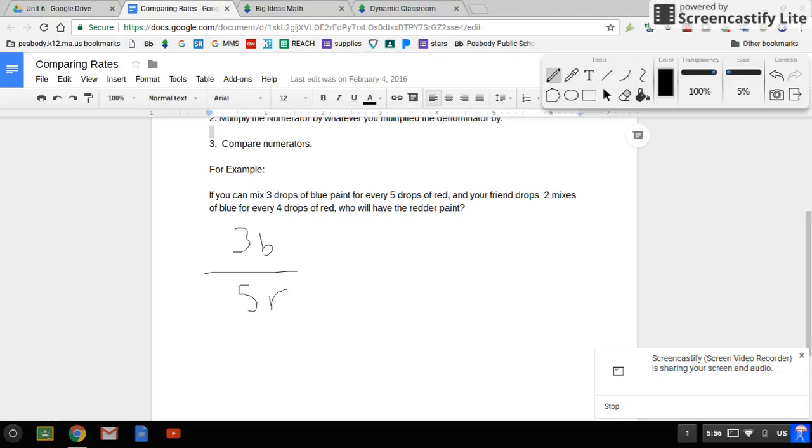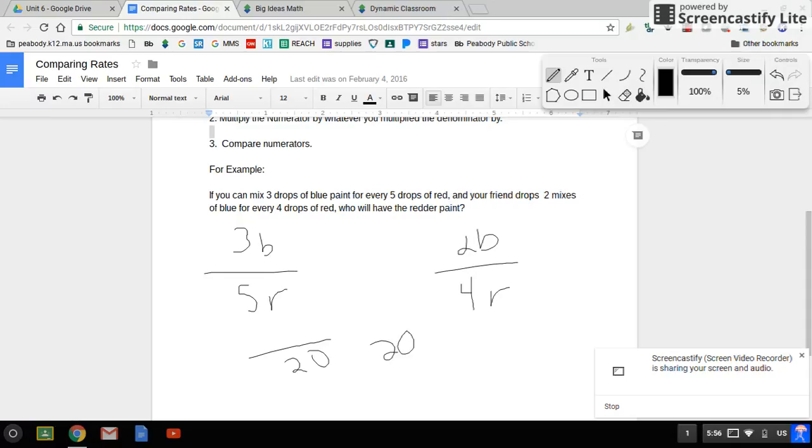That's for my mixture. Then the friend is doing 2 mixes of blue, or 2 drops of blue. So I'll put 2 blue for every 4 drops of red. We want to figure out which one would have the redder paint. So what we just need to do is have a common denominator. So for 5 and 4, a number they can both multiply to get would be 20. So I'm going to write 2 fractions with 20 on the bottom. And then we're going to figure out our numerators.